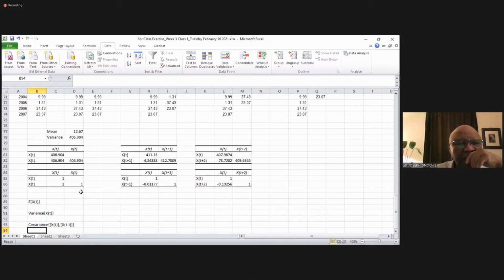All right. So what's my mean? My mean is equal to 12.67%. My variance is, for this one, 406.96. And then the covariance between XT and XT plus I, where I equals 1, 2, 3, up to 12. So when you guys do up to 12, you are going to do the covariance. Not XT minus I. In this example, we are doing XT plus I, right? Sorry. Plus.